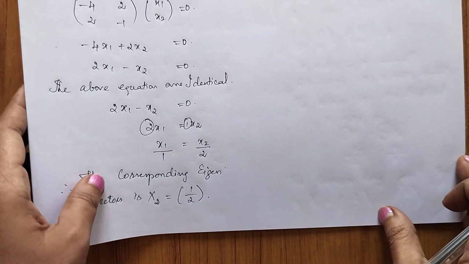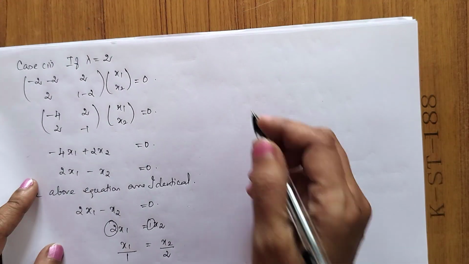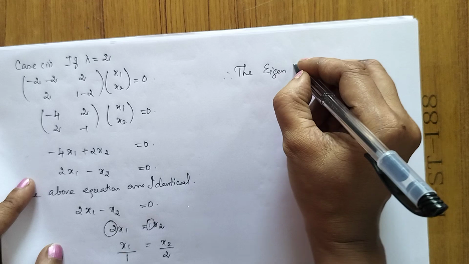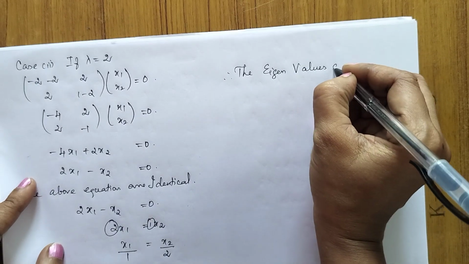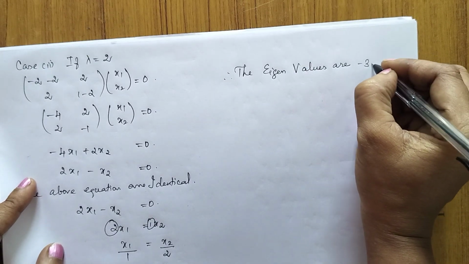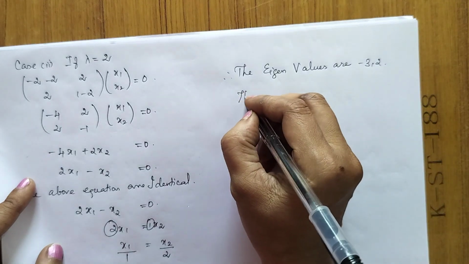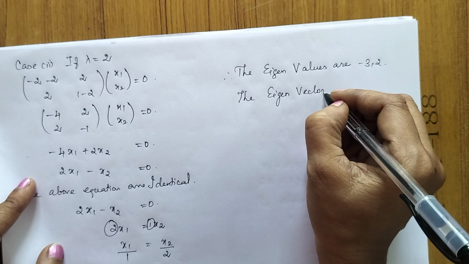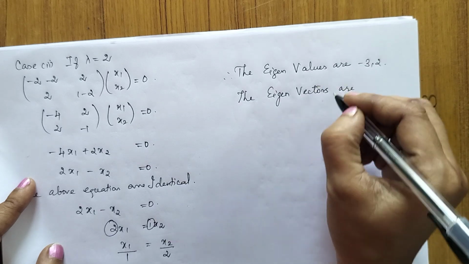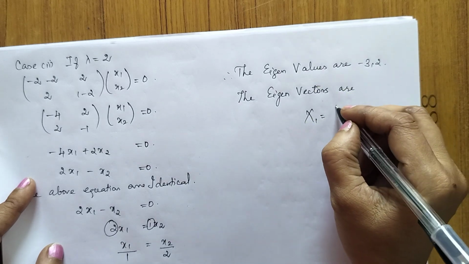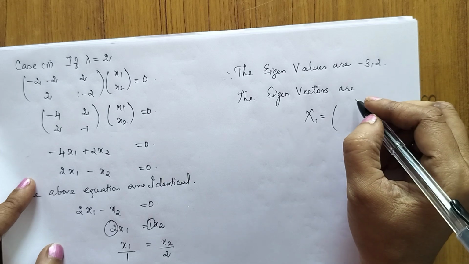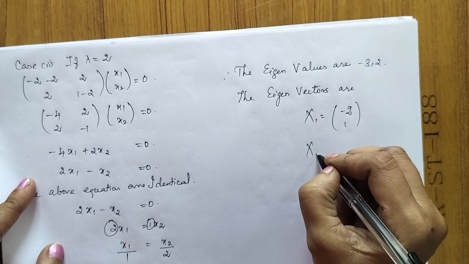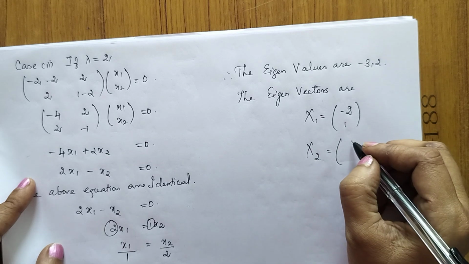And in this problem, the eigenvalues are minus 3, 2. The eigenvectors are capital X1, that is minus 2, 1, and X2, that is 1, 2.